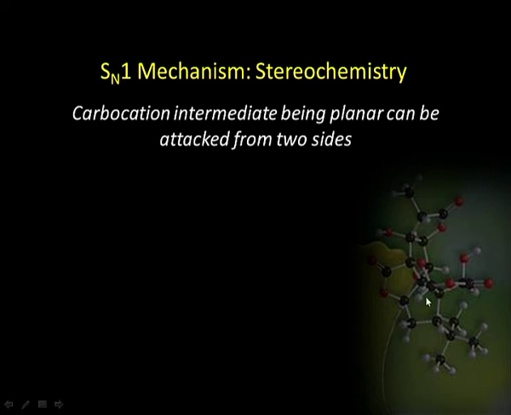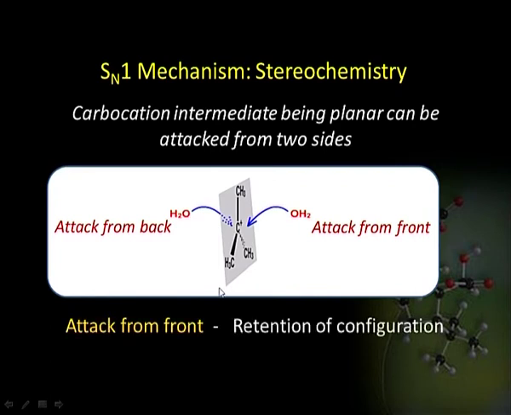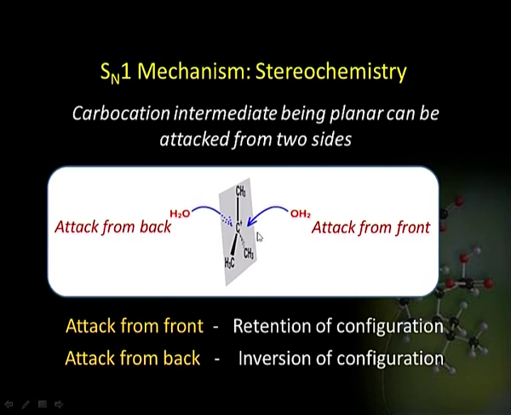The stereochemistry of SN1 mechanism also shows that the intermediate in the SN1 mechanism is planar, and because carbocation is planar, there is a possibility of attack from two sides. One is from the back side, as we observe in case of SN2 mechanism, and the other one is from the front side, because there is nothing here and the nucleophile can come and attack from this side also. So, when we have attack from the front side, we observe retention of configuration. On the other hand, when the attack is from the back side, we have inversion of configuration.